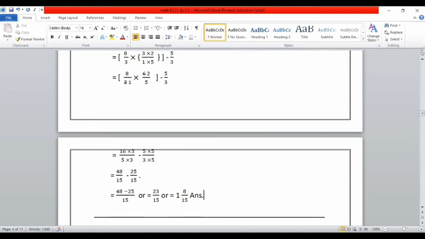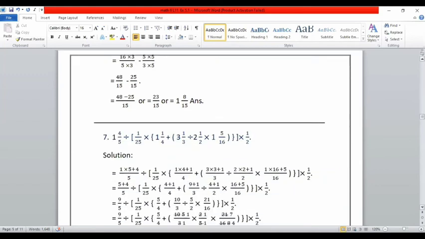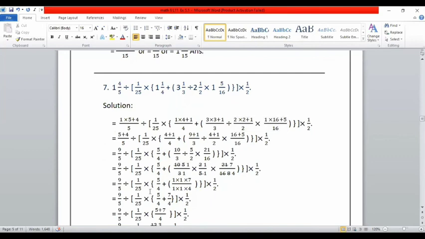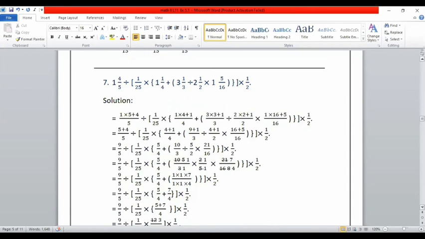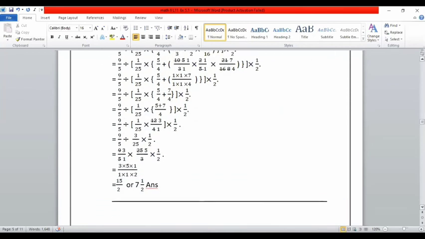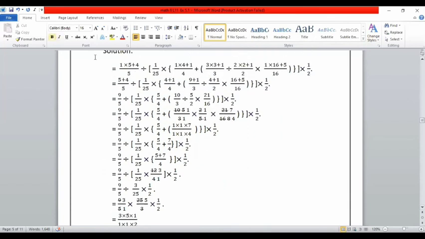Dear student, in the same way, we have question number 7. Please, it is for your homework. I have done it here, but you will practice this sum. This is for you also. In the same way, we have to do it. First, I have removed the mixed fraction. After that, I have to cancel here. I have to do the small bracket, change the divide into multiply, and you will get this value.